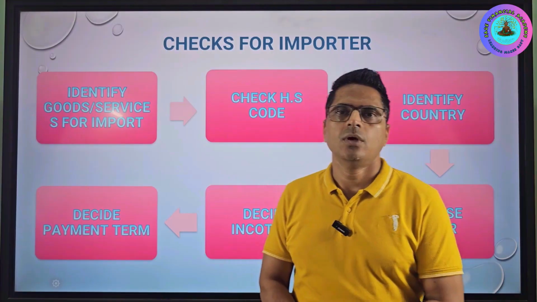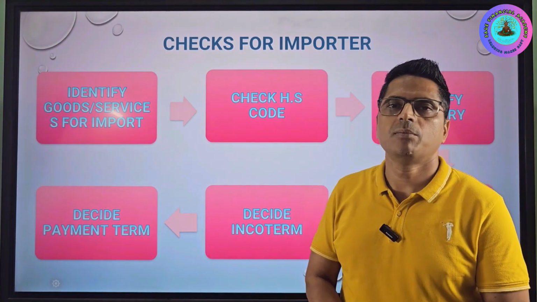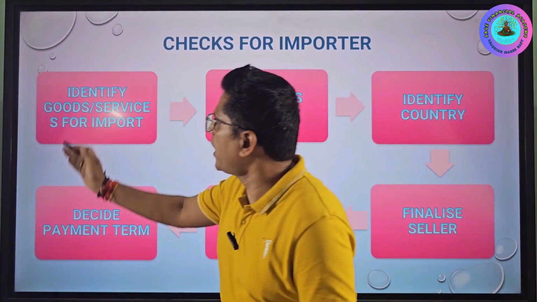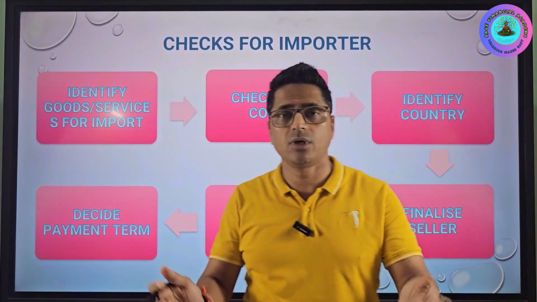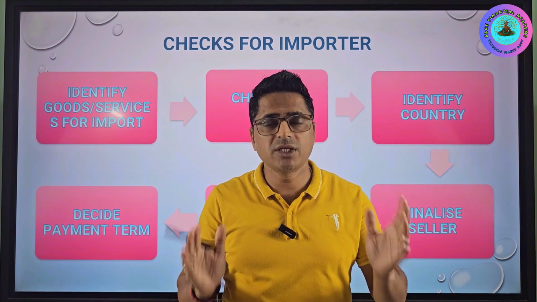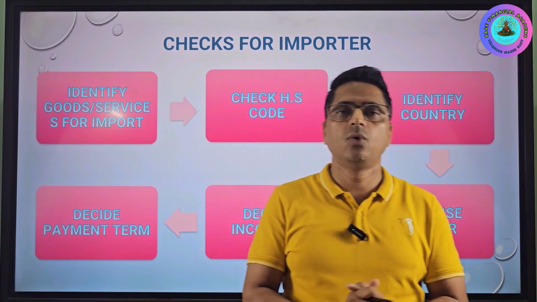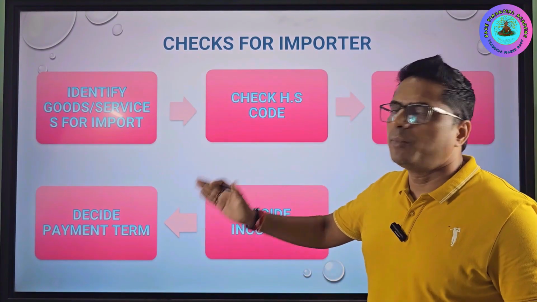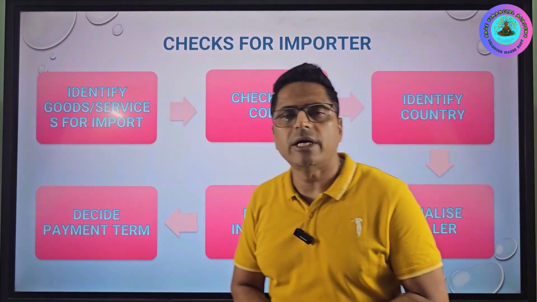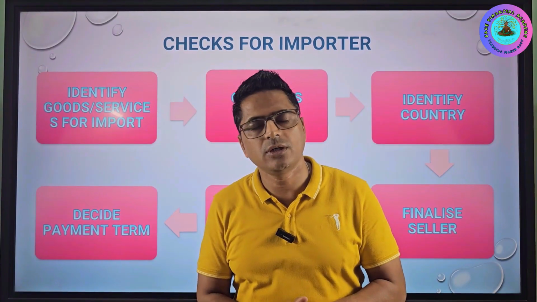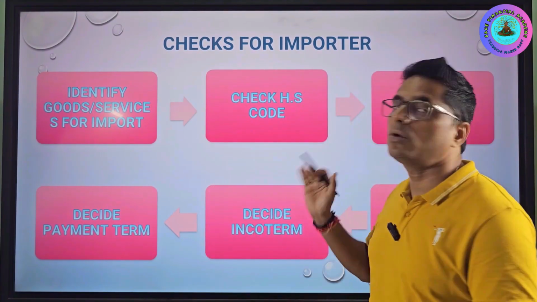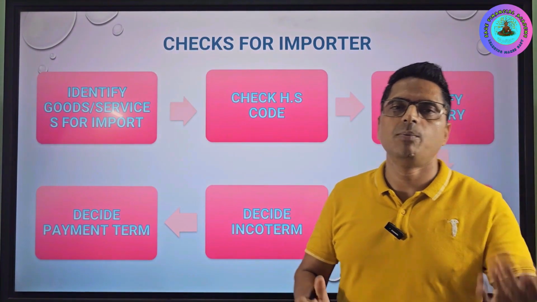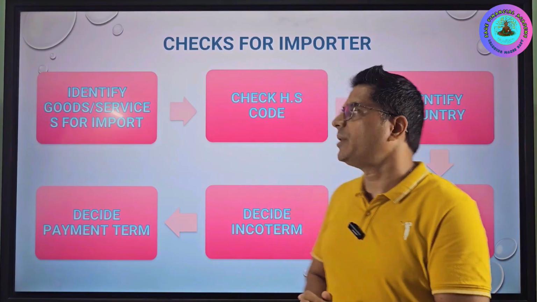Now we will try to understand what kind of checks an importer must be aware of before making the payments. First, identify goods or services for import. Any importer who wants to buy goods must first be aware of the kind of goods they are going to import. When the importer has decided to buy the goods, he must check the HS code, whether the goods are actually allowed to be imported in that country or not. If the goods are not allowed, then he must obtain a license from the government to import the goods. This requirement is very important.